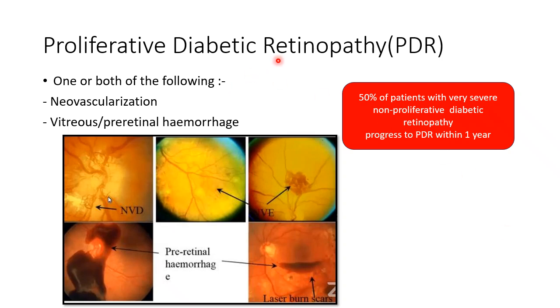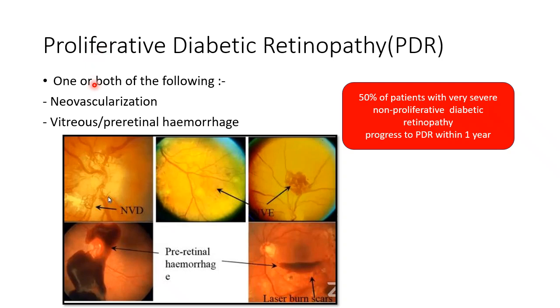Now coming on to PDR. PDR stands for proliferative diabetic retinopathy. There, you see how the stages have progressed from no diabetic retinopathy to non-proliferative, mild, moderate, severe, very severe, to proliferative diabetic retinopathy. There are just two criteria, one or both of neovascularization or vitreous/preretinal hemorrhage. Now, neovascularization can be on the disc, it can be elsewhere in the retina, it can be on the iris also. What do these new vessels do? They bleed. So this is the hemorrhage, right?